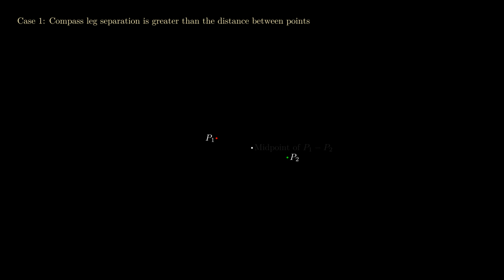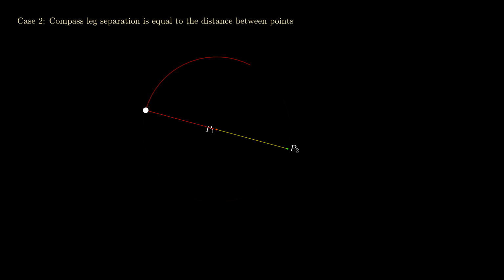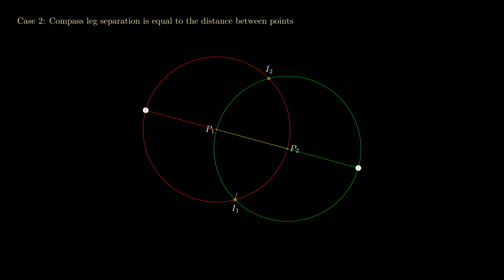The intersection point of these two straight lines is the desired midpoint. Now consider separating the compass legs exactly by the distance between the two given points. This time, only the center point is inside the circle, whereas the other point lies exactly on the circumference. However, as in case 1, we will have a pair of intersecting circles that meet at 2 points.